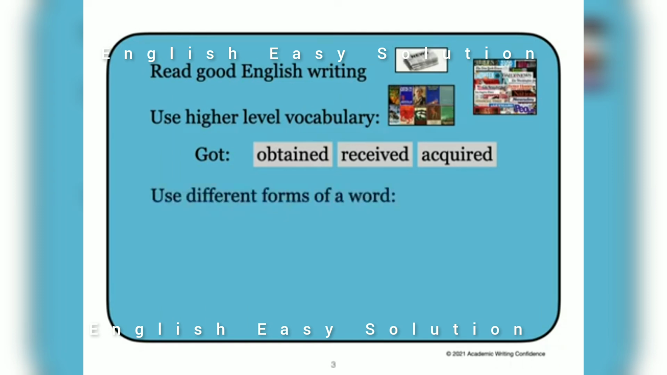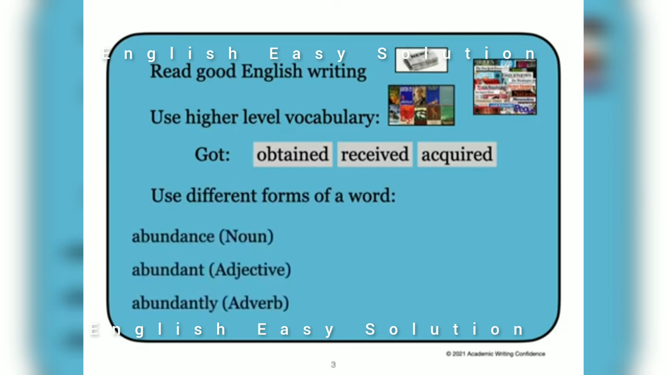Also, learn how to use different forms of a word. Here's an example. Abundance is the noun form of this word. Abundant is the adjective form, and abundantly is the adverb form. I will put these words into a sentence so you can see the difference and how you can use these.